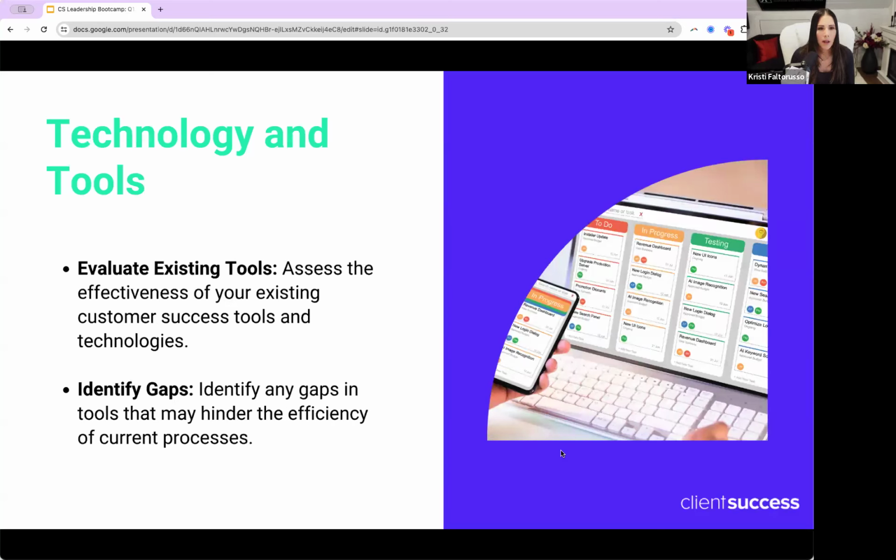Now let's talk about technology and tools. So obviously I work for ClientSuccess. I've got ClientSuccess at my disposal. I feel lucky and blessed every day to have a CSP. If you have a CSP in place and you are not using it to its fullest extent, shame on you, because they really can help you do a lot more, a lot better in your roles.